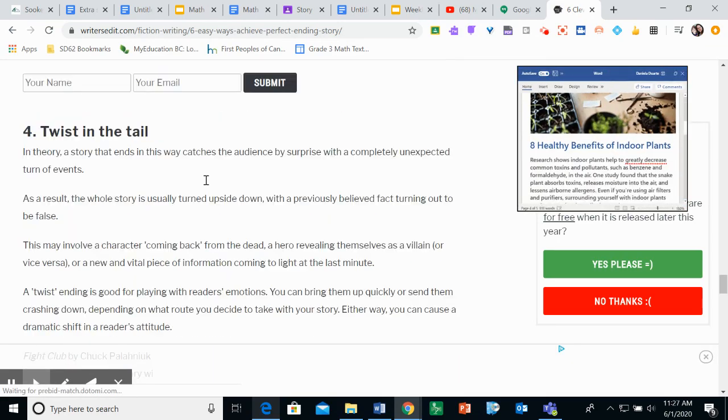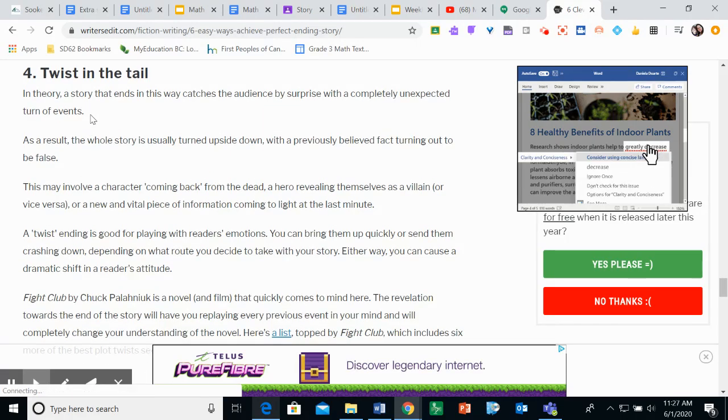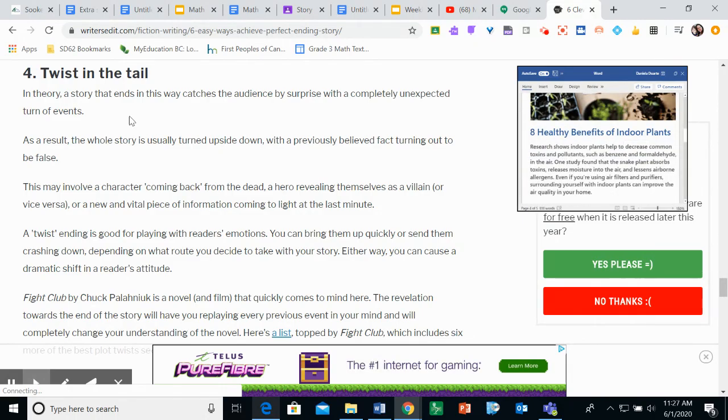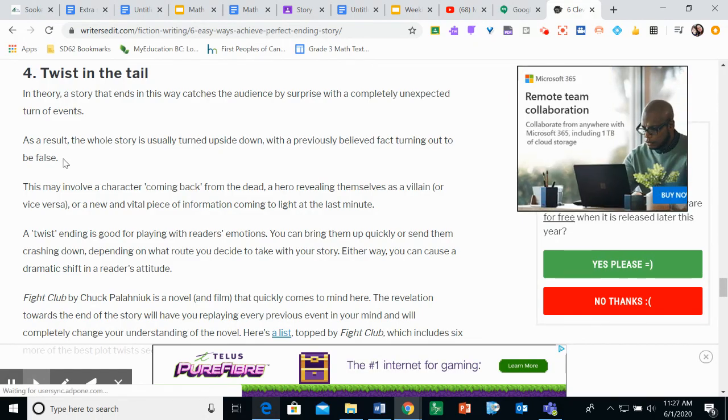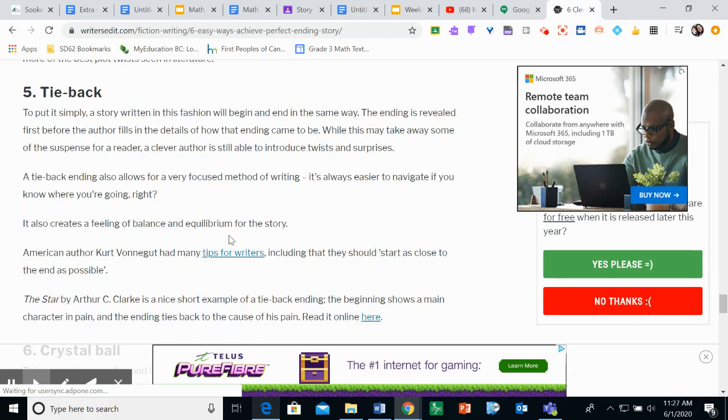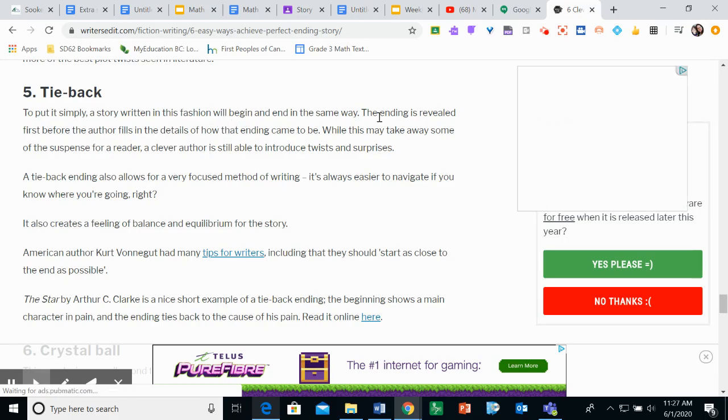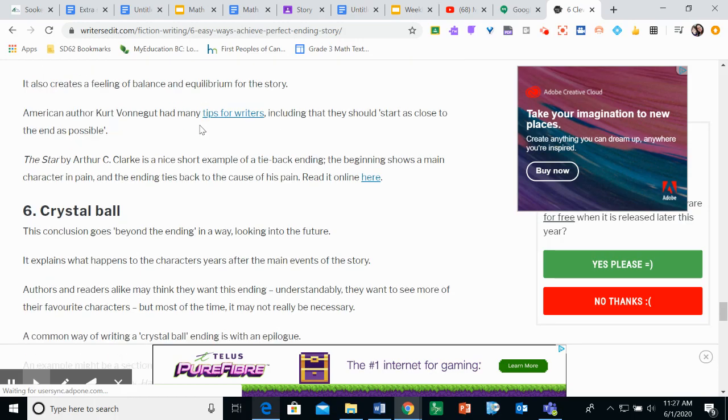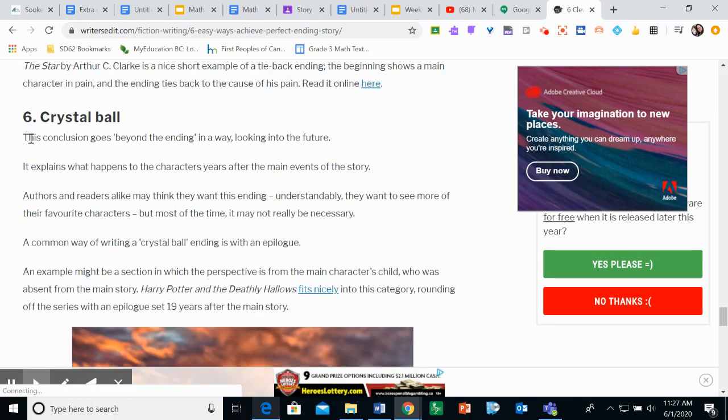Okay. Another way to write an ending is a twist. So something will surprise you and something completely unexpected happens at the end. Something you thought or you tried to predict was actually wrong. So some people end their stories like that. A tieback: a story written in this fashion will begin and end in the same way. The crystal ball: the conclusion goes beyond the ending in a way, looking into the future. So some people bring things up to the future.